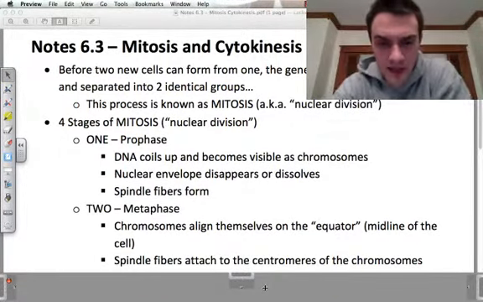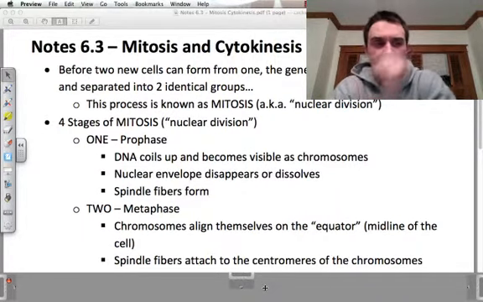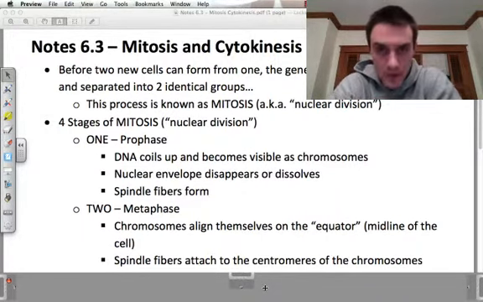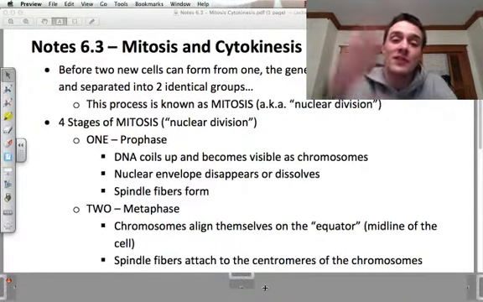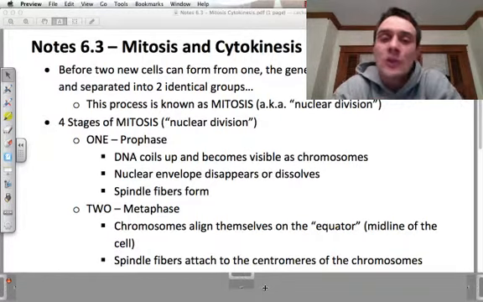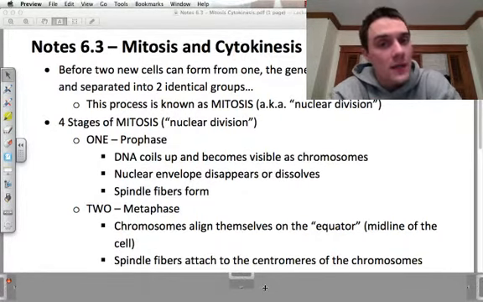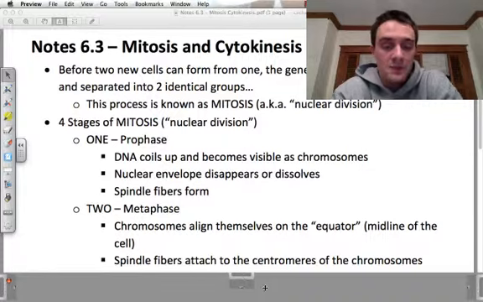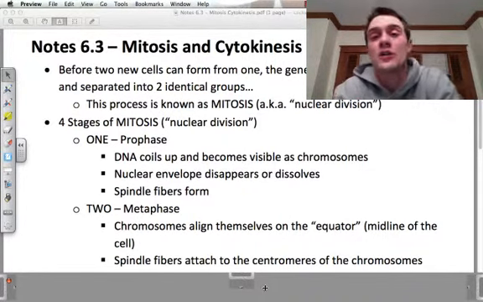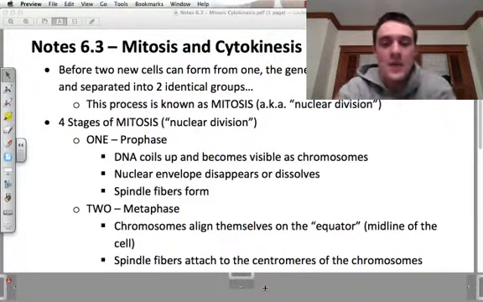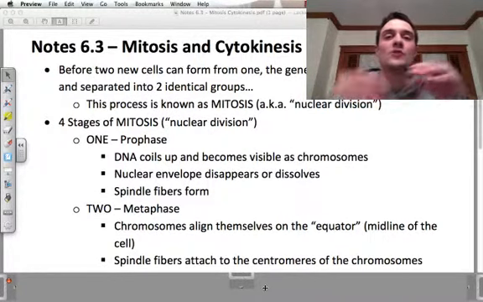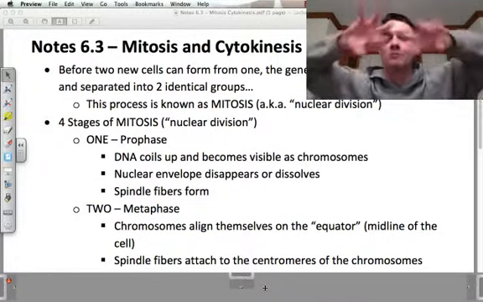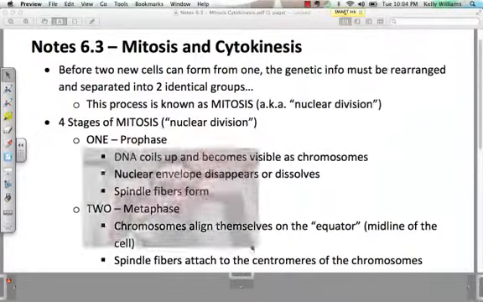Step 2 we call metaphase. Meta usually means middle, and it starts with an M as well. So what happens in metaphase? The chromosomes align themselves on what we call the equator, or the midline or middle of a cell. The spindle fibers then attach to these structures called centromeres, located at the center of the chromosome. Spindle fibers attach to the centromeres and start to brace themselves for pulling apart those chromosomes and pulling them to the separate areas of the cell.